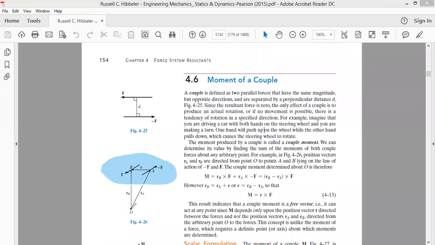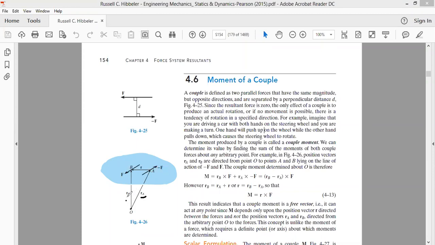We define a point O. From point O, draw a radius vector to the line of action of force F. Since we have force F acting in this direction at point B, from point O we define a radius vector RB to the line of action of force F. In the same way, A is an arbitrarily drawn point. From point O, we draw one more radius vector to the line of action of the force minus F, and let this radius vector be RA.